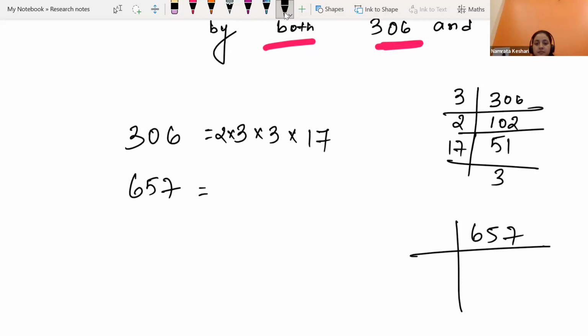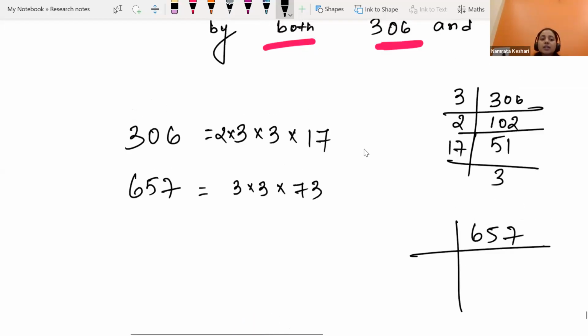3 into 73. Can you please repeat, Aisha? 3 into 3 into 73. No, 73. 3 into 3 into 73. Okay, we'll be getting this. Everyone is getting the same, I hope.